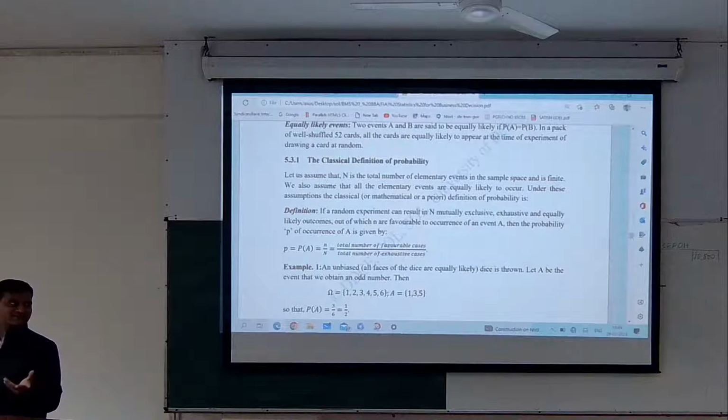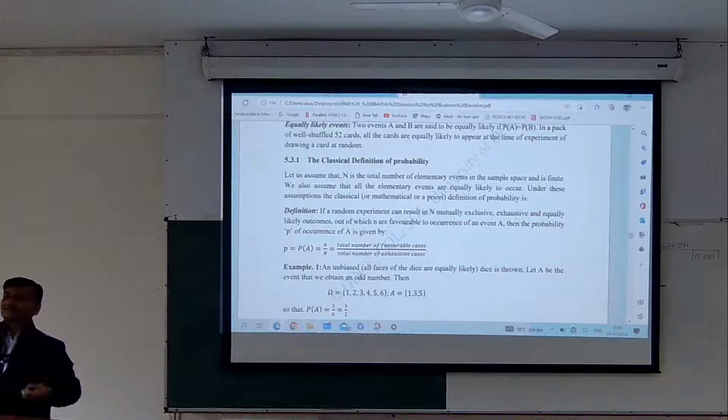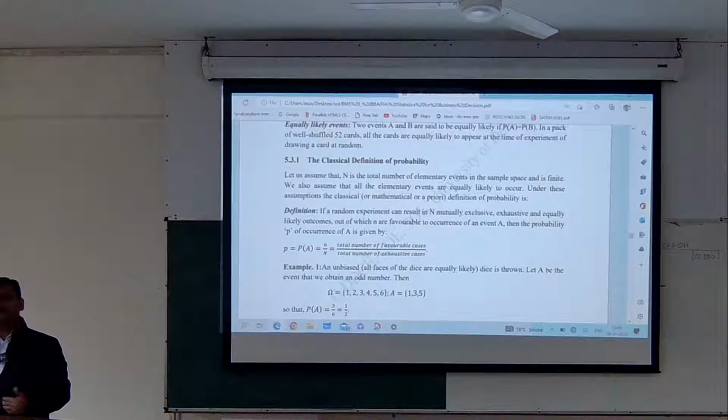When you do that experiment, yes, when you draw a card out of 52, that means all 52 cards have equal chance to be selected. As I said, if I have to select one student from you, all of you have equal chance. If all of you have equal chance, then you can use this classical definition.